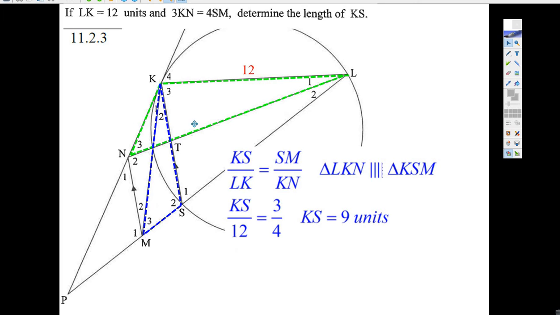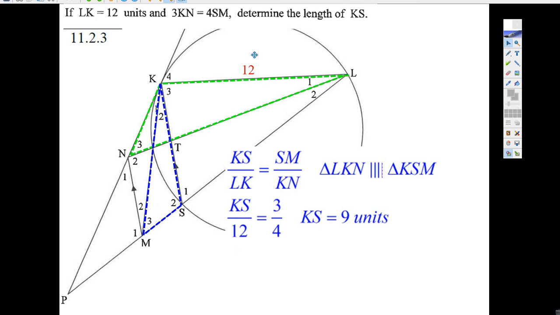Okay, this is the last part of the geometry question, 11.2.3. Let's just give it a try. We now know from the last part, we proved that triangle LKN is similar to triangle KSM. They give us that LK is 12 units, so we write down 12 units, just like that. And they tell us that 3KN is equal to 4SM. Now, determine the length of KS.